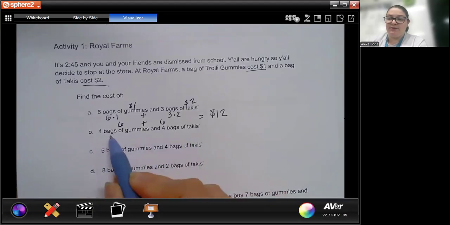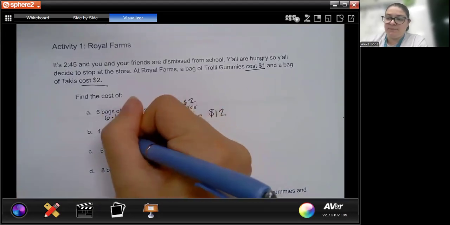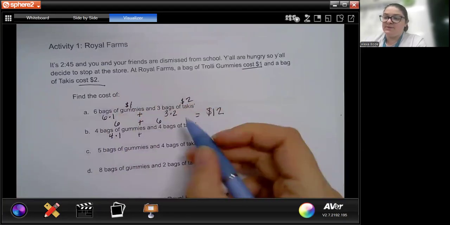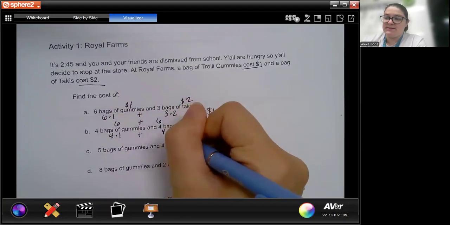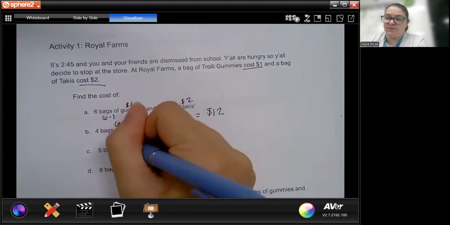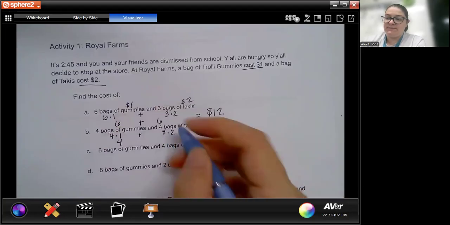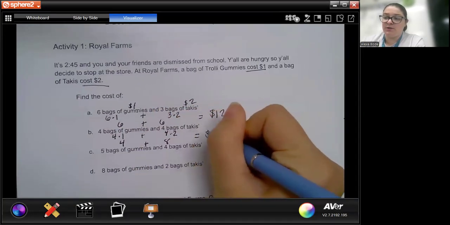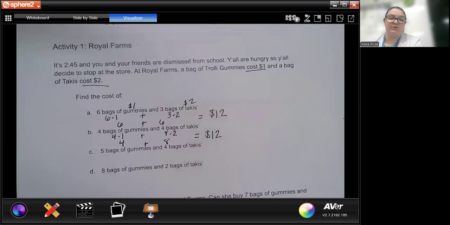Same kind of concept down here, 4 bags of gummies. So 4 bags times $1 plus 4 bags of Takis, 4 bags times $2. 4 times 1 is 4. 4 times 2 is 8. Add those. That also equals $12. So there's a different combination in which you can make $12.